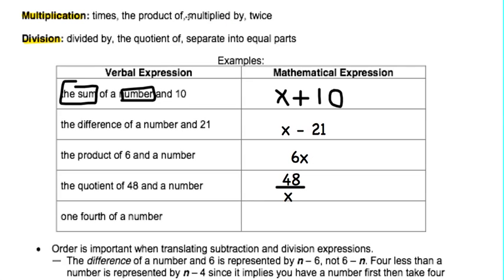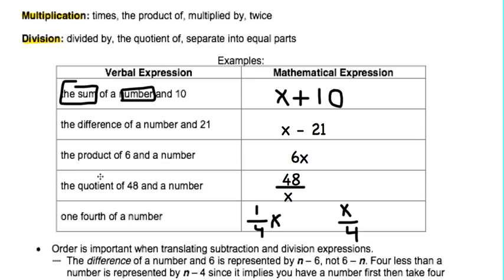Now, one of the most challenging ones is 1/4 of a number. We can represent that in 2 different ways. Of could represent multiplication, so we could have 1/4 times x, or we can understand that by finding this value out, what we really can do is take this number and divide by 4. We could also represent that as x divided by 4. Again, I'm going to represent it as a fraction since that's really division in algebra.